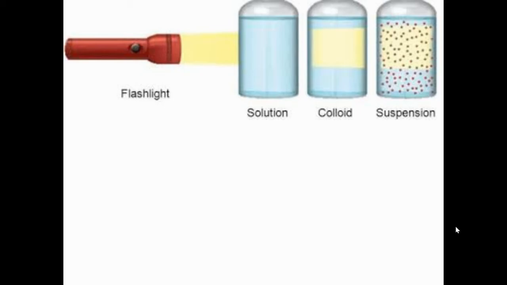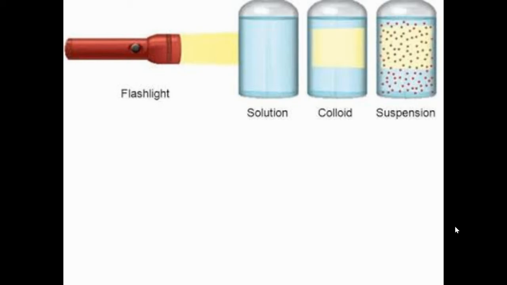When we shine a beam of light through a colloid, we will see the actual beam going through it. Suspensions will also do this. This is called the Tyndall effect, when we can see the beam of light like that. In a suspension, the particles are big enough to scatter the light and allow us to see the beam. But suspensions have particles so big that over time they would settle out to the bottom.